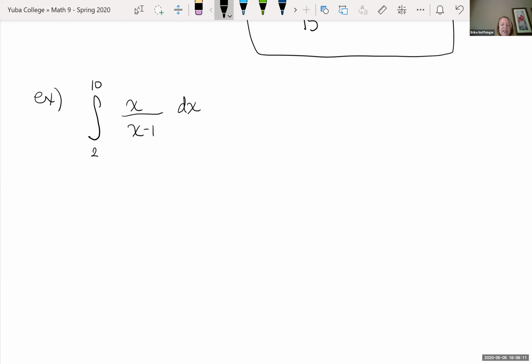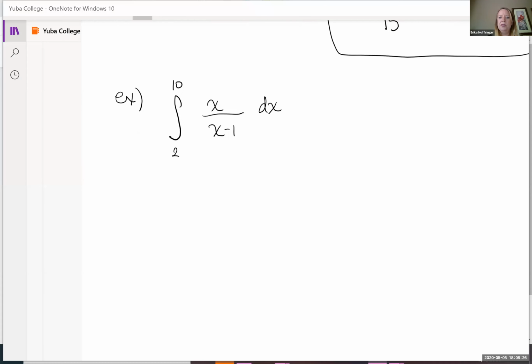It looks like we want to use U-Substitution. I wish my colors worked. So you know what I'm going to do? I know they'll work if I leave this and come back in. So let me just do that real quick.